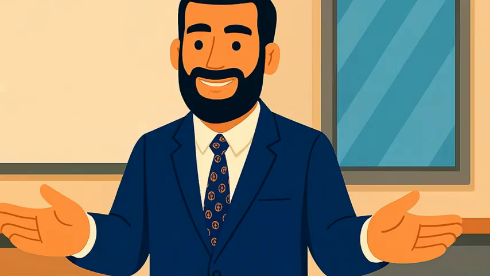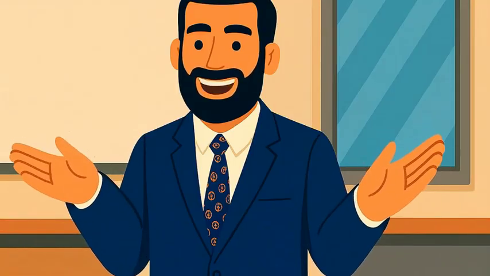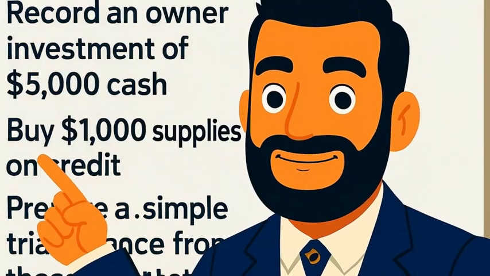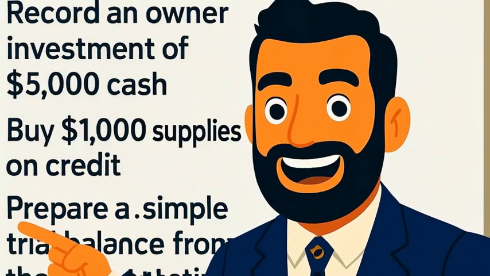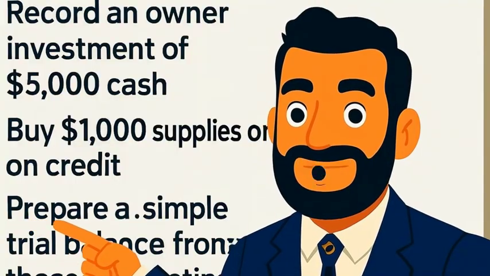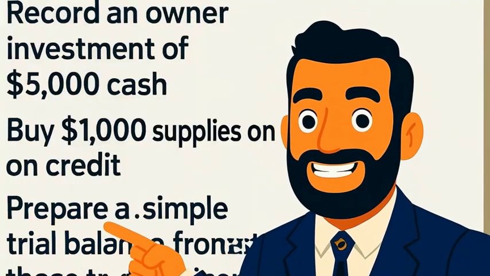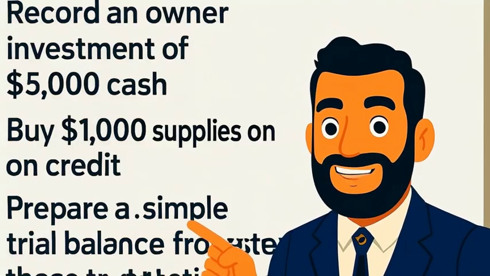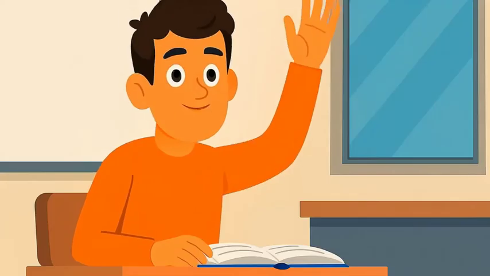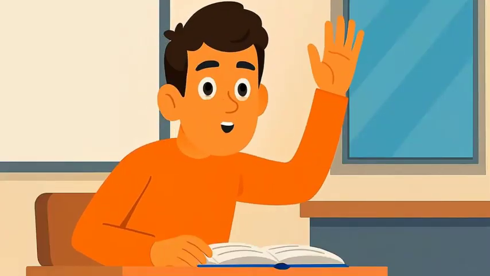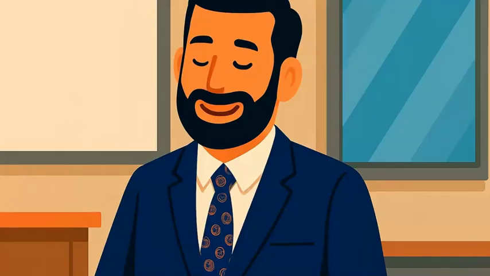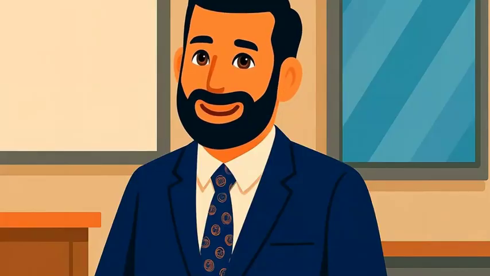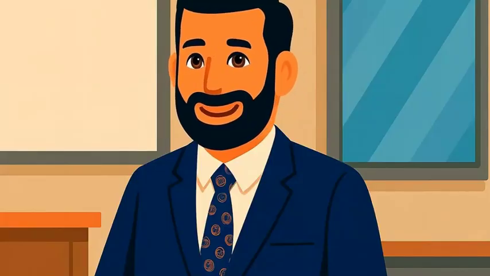Now, it's your turn. Try these quick exercises. 1. Record an owner investment of $5,000 cash. 2. Buy $1,000 supplies on credit. 3. Prepare a simple trial balance from those transactions. We'll balance the debits and credits ourselves, right? Exactly. Practice makes perfect. Once you master this, you'll understand how every financial statement is built.